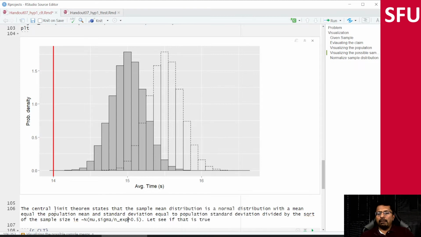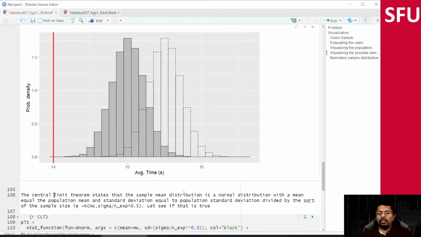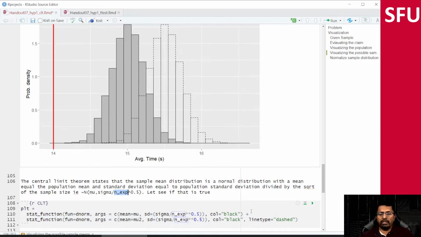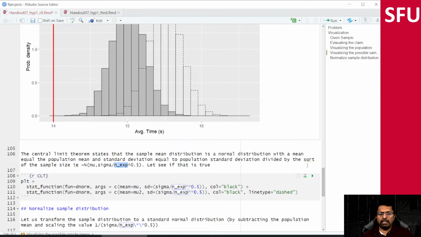The central limit theorem basically says that the sample mean is distributed as a normal distribution with a mean equal to the population mean and a standard deviation equal to the population standard deviation divided by the square root of the sample size. To put it in words, it will be a normal distribution with mu and a standard deviation of sigma divided by the square root of n, which in this case is n experiment. So let's see if this is true.